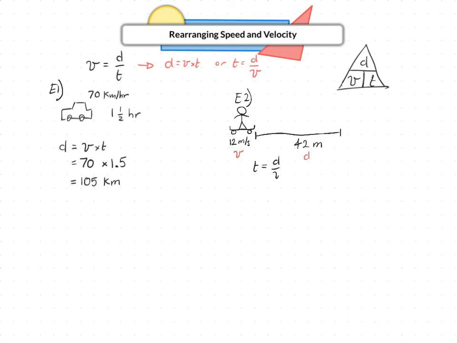So start by writing down the rule, and then we'll fill in what we know. So we know that the distance is 42 meters, and we know that the speed is 12 meters per second. And again, making sure that we have matching units. Meters per second, meters. Both have meters in them. And 42 divided by 12 is not one that you can easily do out of your head, so we'll grab a calculator. Oh, look at that. It actually turns out to be 3.5. That wasn't too bad.